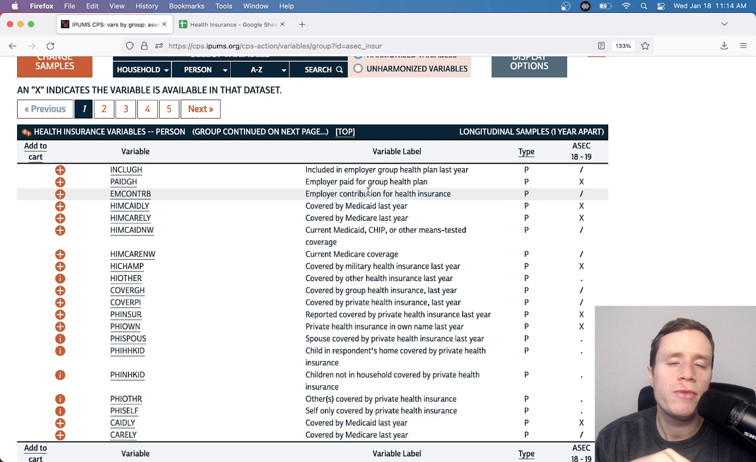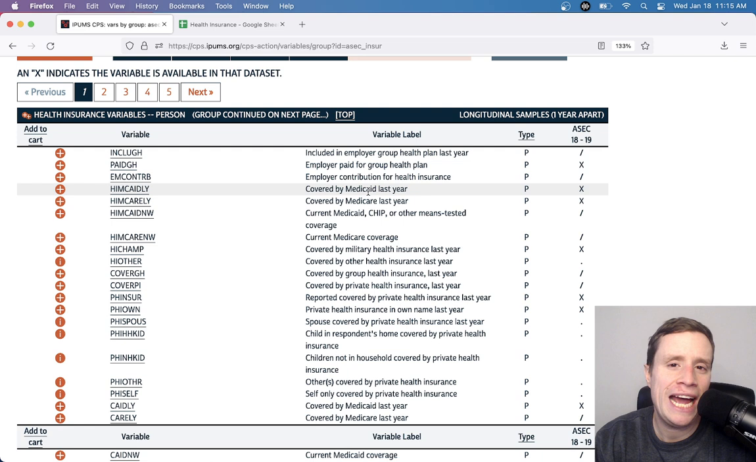But that's also not exactly a point in time. So anyways, a few years ago, they added new variables to this, where they not only ask you what was your health insurance like last year, but they also ask you what is your health insurance right now? So it's March 2019. What's your health insurance situation right now? So you get both variables in here, which is cool.